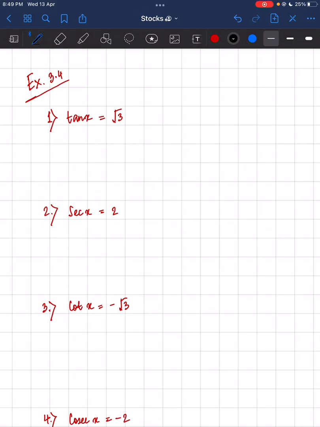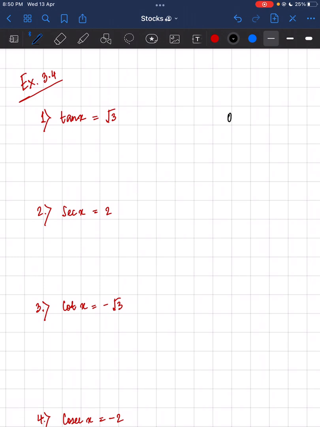Now what is the principal solution? The solution means the value of x must lie between 0 and 2 pi. Whenever the value of x lies between 0 and 2 pi, that will give you the principal solution of that trigonometric equation. So for the principal solution, the value of x must lie between 0 and 2 pi.